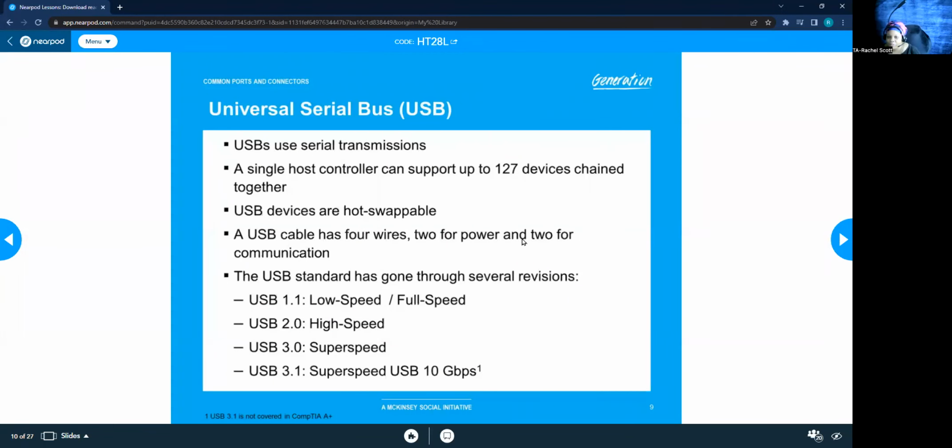Now we're going to talk about the universal serial bus. Can I have a reader for this slide? Or I'll pick someone. Babukar?